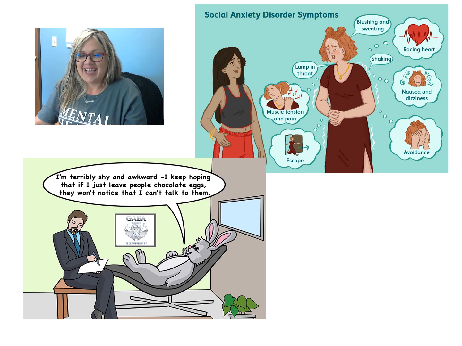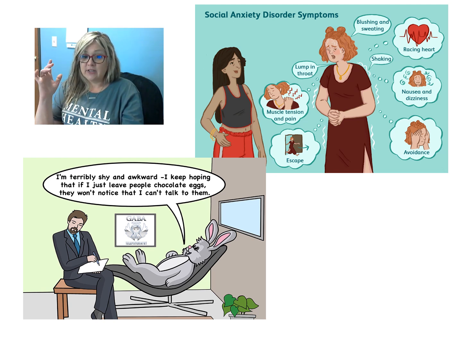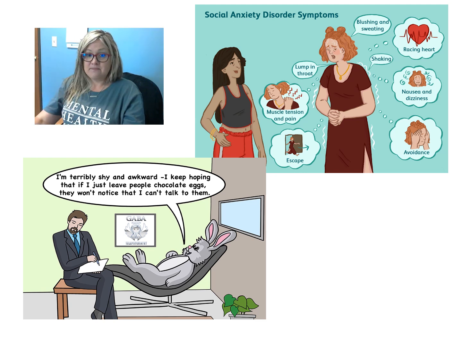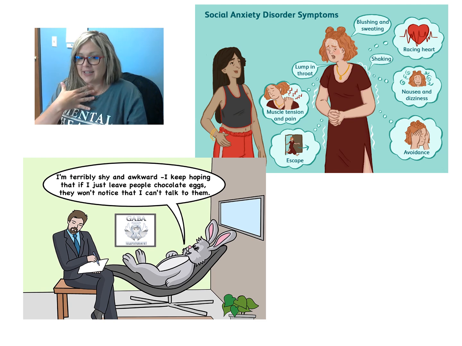If we look up first at the top one, someone that's experiencing social anxiety, a person might start blushing and start sweating. They could experience a racing heartbeat. They might start shaking or feeling trembly. They might feel nauseous and dizzy. Might just want to escape. Might just start having muscle tension and pain, or they might just start having that lump in the throat or like cotton mouth.